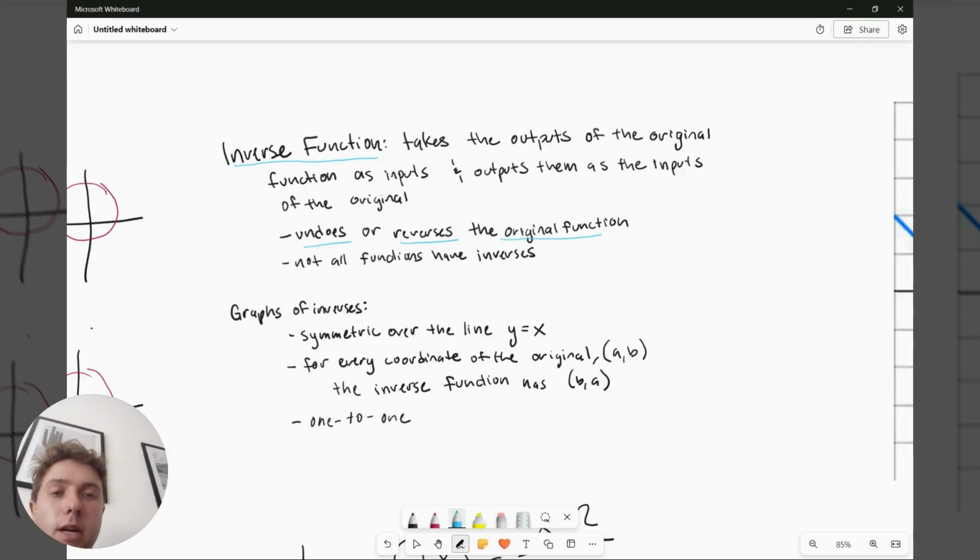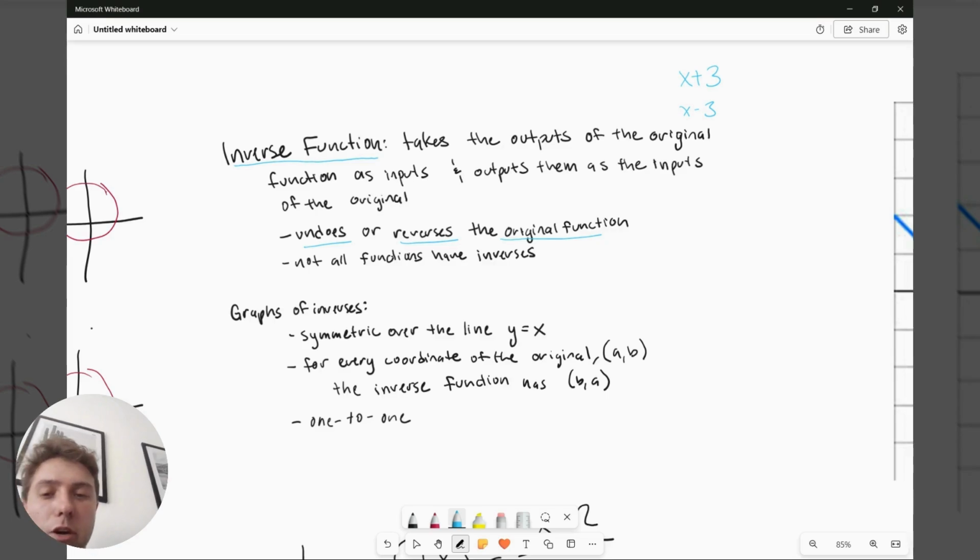Okay? For example, if you have a function that is x plus 3, well, its inverse would kind of be the opposite, where you'd have x minus 3. Those are both very basic examples, but they undo each other, they reverse each other.